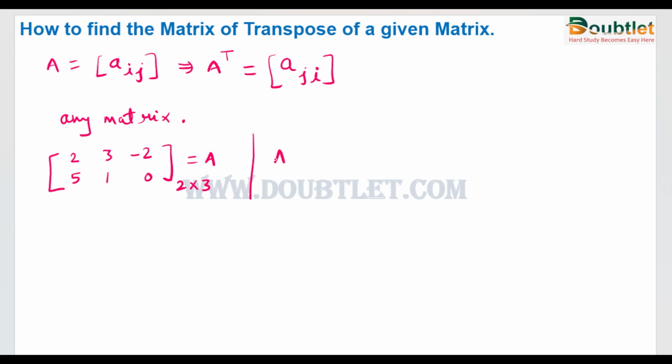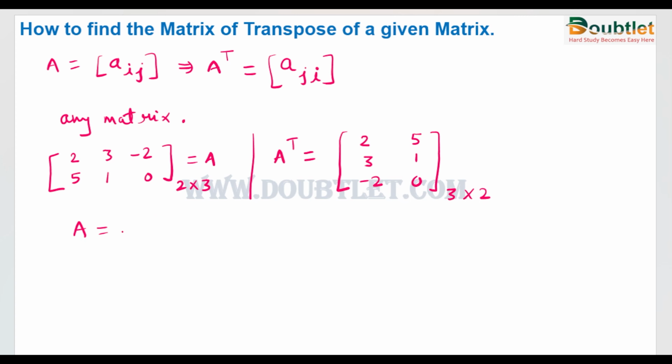So to find the transpose of this matrix, what we need to do? We need to just convert this row into column. So we can write this first row as first column. So 2, 3, minus 2, this is the first column, and this second row as second column. So we can write this as 5, 1, 0, and the order of this matrix is, we can write, so here 3 rows and 2 columns. So we can write this as 3 cross 2. So the order is interchanged.